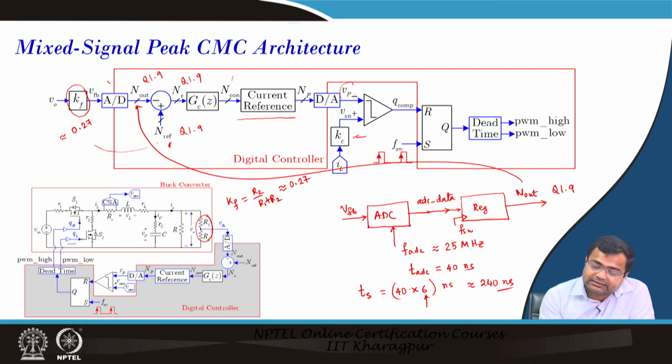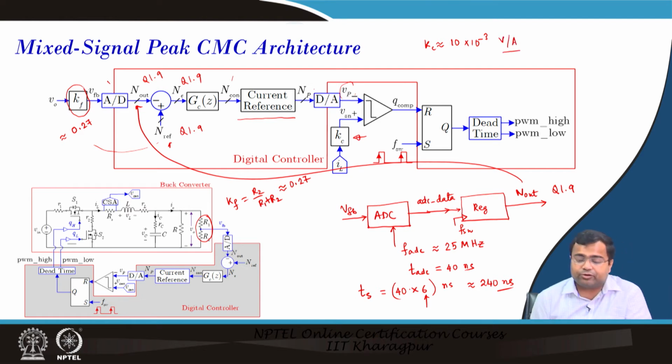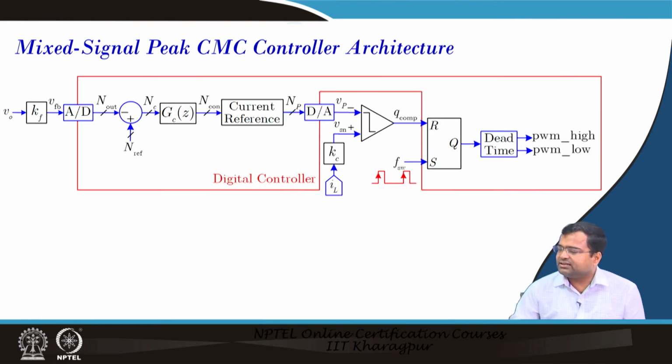Now, there is a current sensor, because you are using current sense resistors followed by a current sense amplifier, and this Kc is coming to be around 10 into 10 to the power milli. Since it is converting current to voltage, it will be volt per ampere, right, because the output is ultimately a voltage. Kc, because Vsn is what? Vsn is basically Kc into IL. Okay.